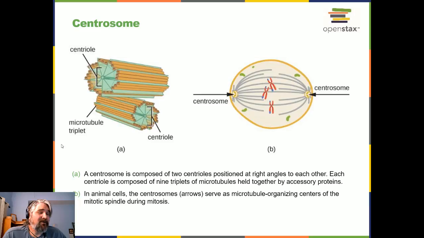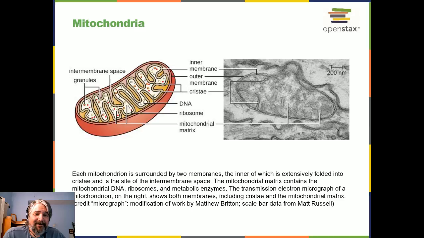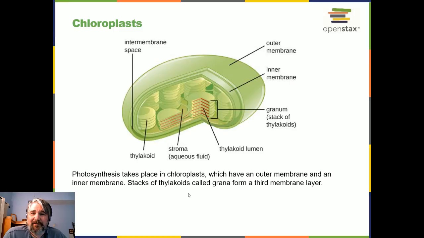All right, another major structure in eukaryotic cells is the centrosome, composed of centrioles. These serve as microtubule organizing centers of the mitotic spindle during mitosis. And then the mitochondria, which occur in the vast majority of eukaryotes, but not all. So we have the inner membrane, the outer membrane, and the cristae. These deep invaginations increase the surface area across which ATP can be made. And then we share that with the host cell. And then chloroplasts, of course, for photosynthetic eukaryotes. This also has a double membrane system and features thylakoids stacked in grana.